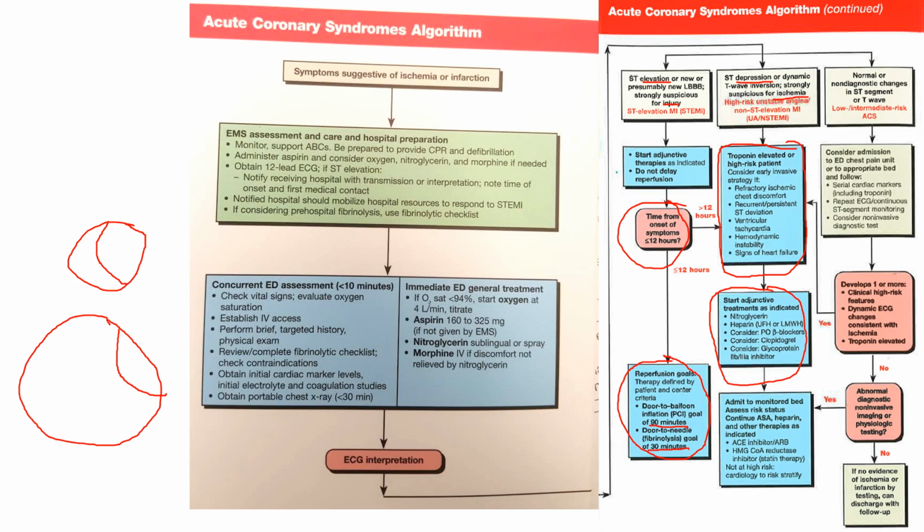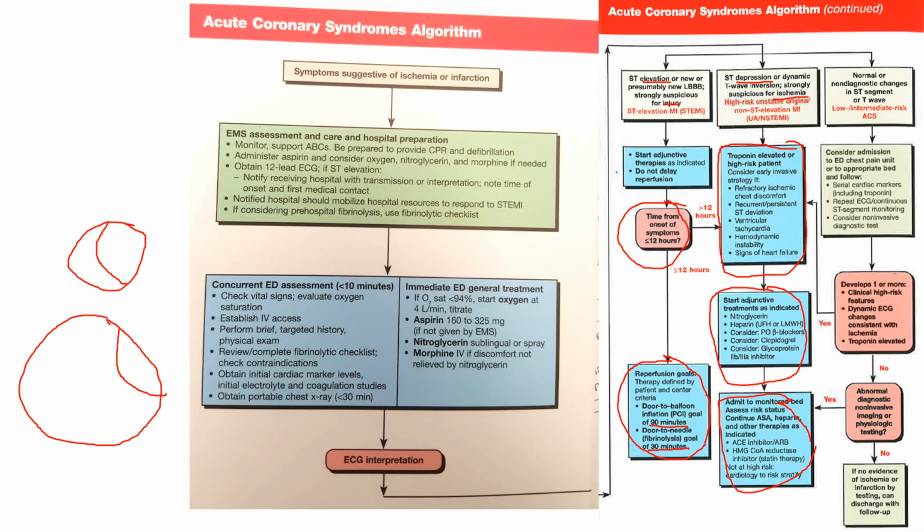Now, after those things, admit to monitor bed, assess risk status, continue aspirin, heparin, and other therapies as indicated. Consider ACE inhibitors and HMG-CoA reductase inhibitors. That's going to decrease the amount of bad cholesterol in their blood, and they're not at high risk anymore. So you figure out they're high risk. That's that pathway.